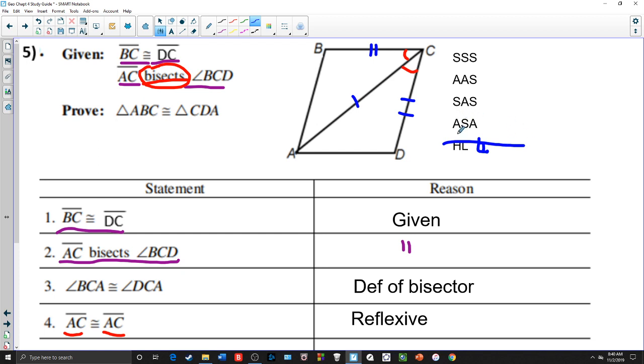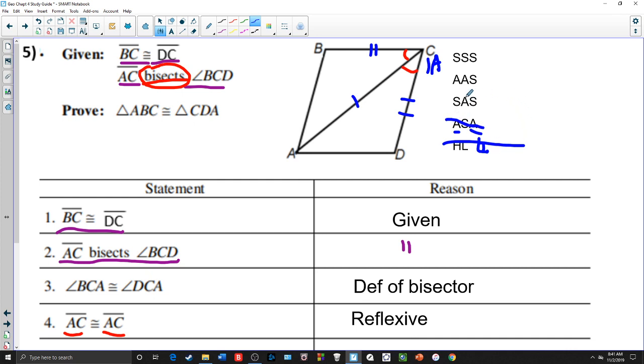Angle side angle requires 2 angles. Well, I only have one angle pair here. Again, this is an angle pair, not just 2 separate angles. So these 2 angles match together. That's one angle pair. I need 2 angle pairs. I don't have 2 angle pairs, so that's out.